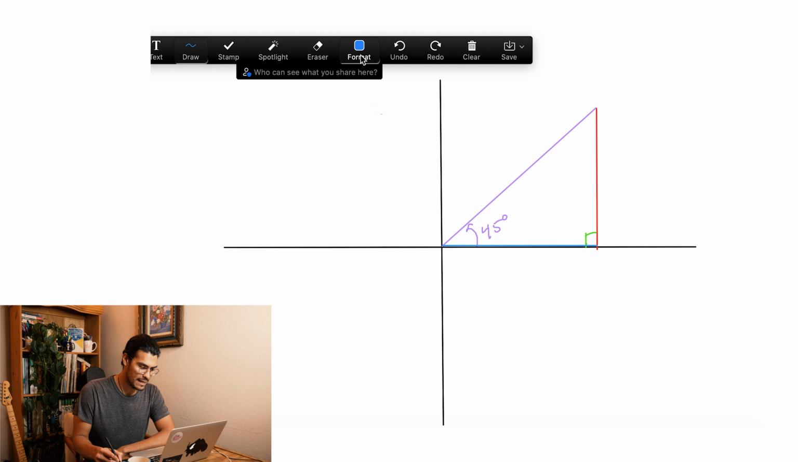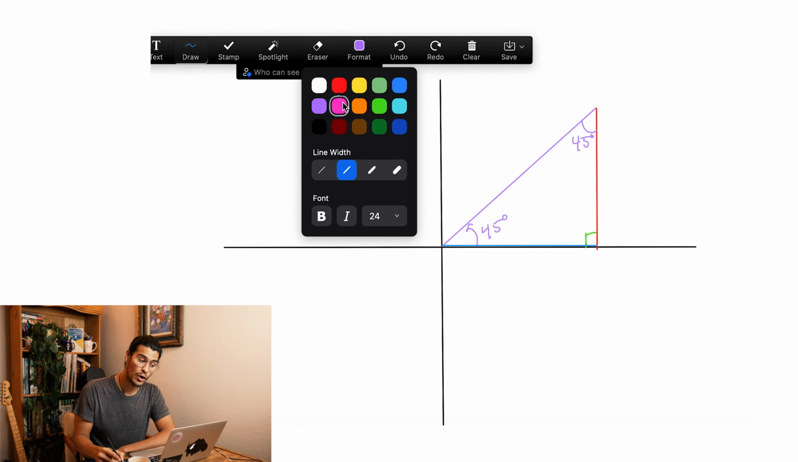Well, if this angle is 45 degrees, this other angle also has to be 45 degrees, because 45 plus 45 is 90, plus our right angle gives us 180. So if we talked about how in a 30, 60, 90 triangle, the short side is across from the 30 degree angle, and the longer but not hypotenuse side is across from the 60, what happens if both of our angles are the same? And the answer is they are the same.